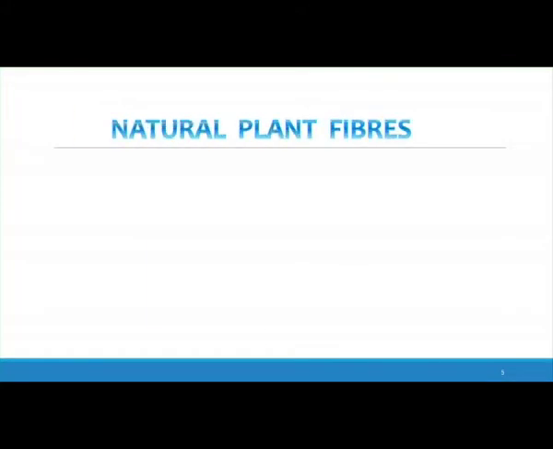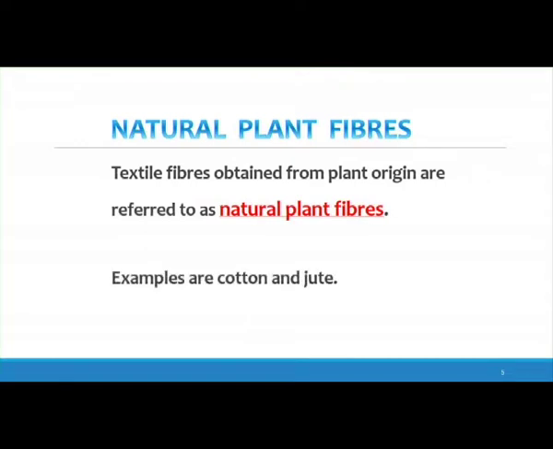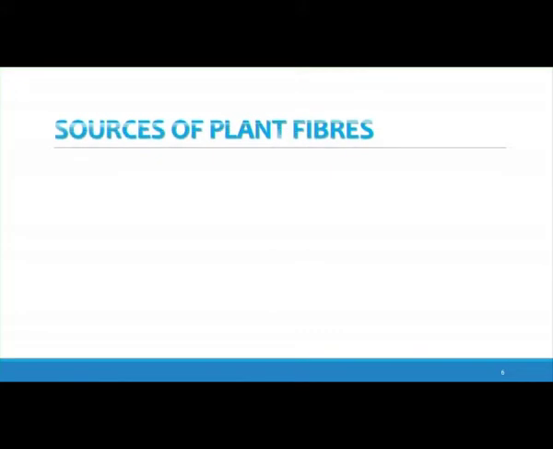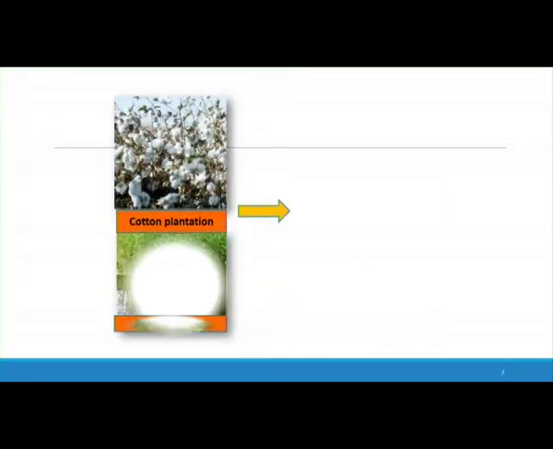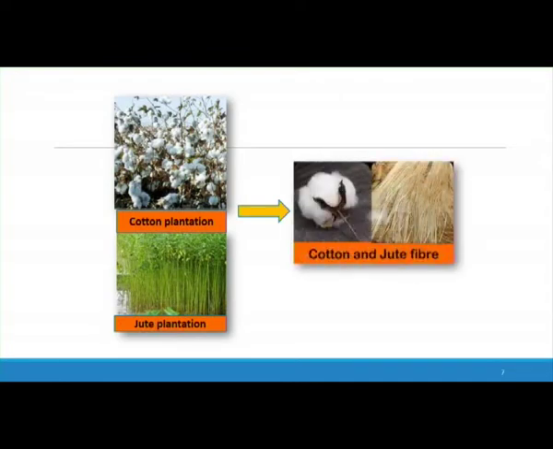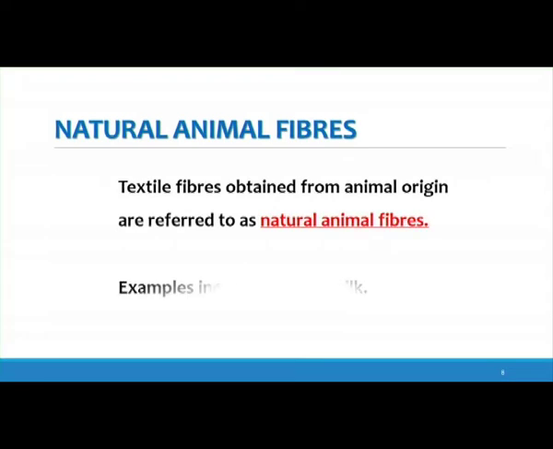Let's look at natural plant fibers in more detail. Textile fibers obtained from plant origin are referred to as natural plant fibers. Examples include cotton and jute. Sources of plant fibers are cotton, which is obtained from the cotton plant, and jute, which is obtained from the jute plant. These few pictures illustrate the cotton and the jute plantation, the cotton and jute fiber ready to be transformed into yarn. Now let's have a look at natural animal fibers.